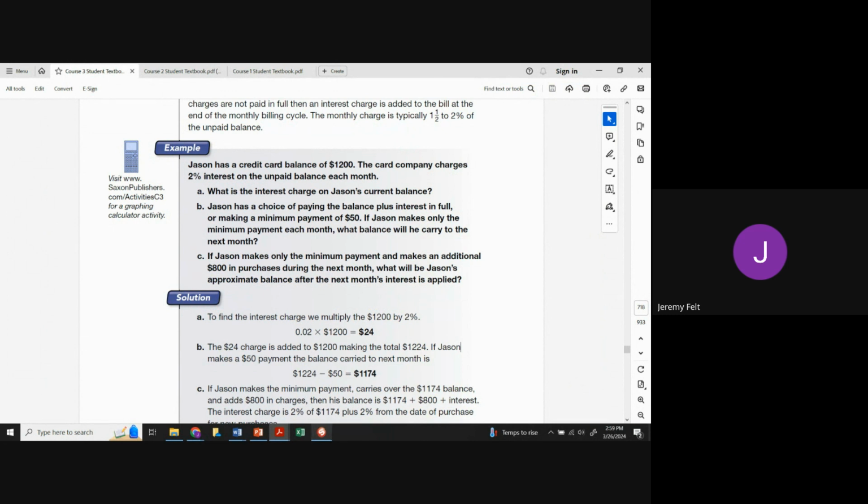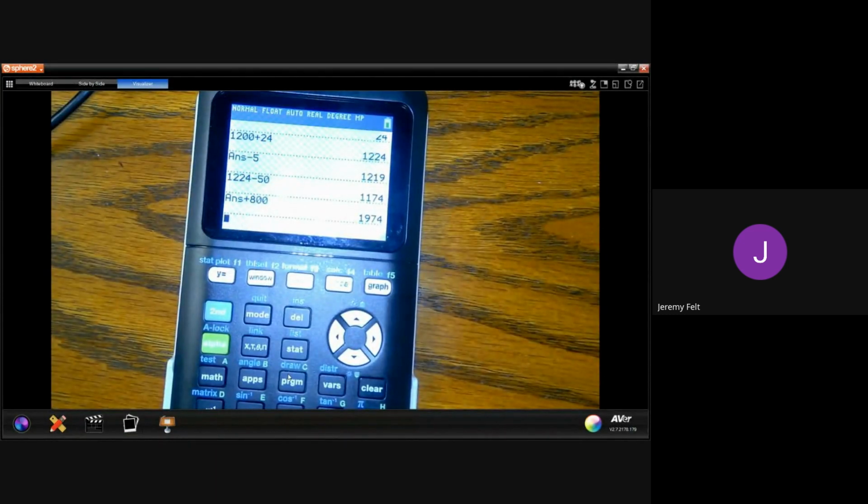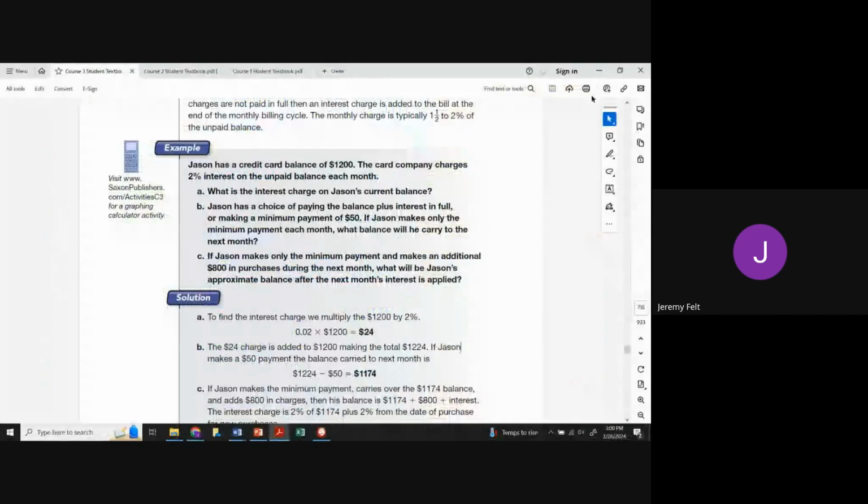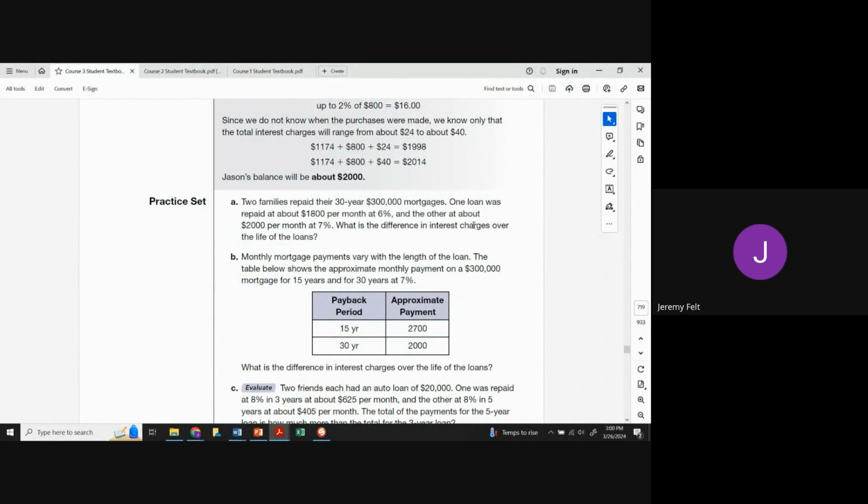So still sticking at the 2%. So now we've got to figure out, okay, so it's going to be 2%, so it's going to be 102%. So just to cut out a step, I'm just going to multiply by 1.02, or $2,013.48. So again, they rounded it to about $2,000 that he owes.